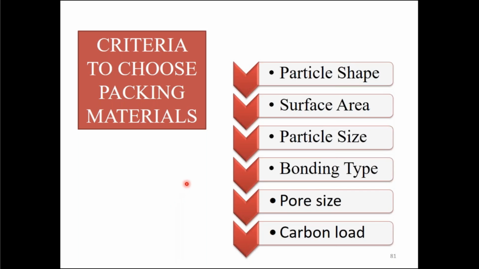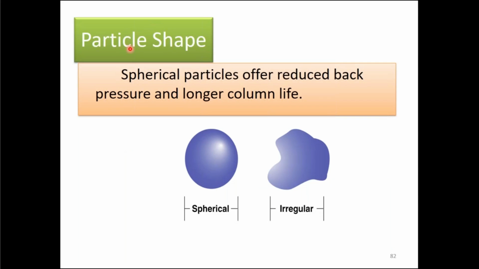The main differences are in the dimensions and the particle size of the stationary phase that is loaded. Today we'll go forward to how to choose, or what the criteria are to choose, the packing materials. These are the criteria which help in deciding which packing material to be used in an HPLC column for a given separation. It could be based on the particle size, the surface area, the particle shape, then bonding type, pore size, and carbon load.